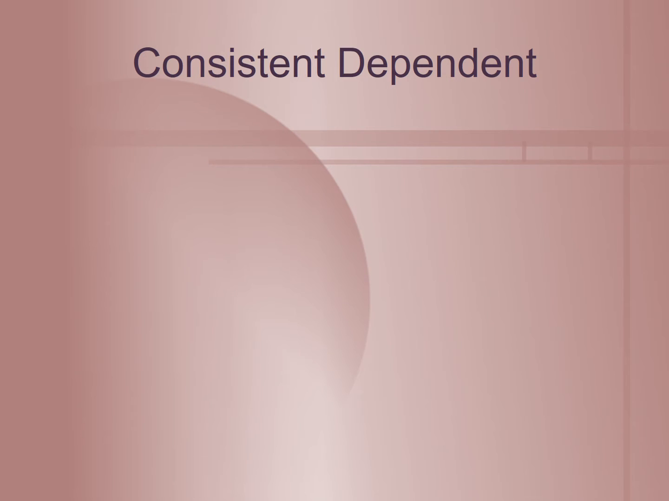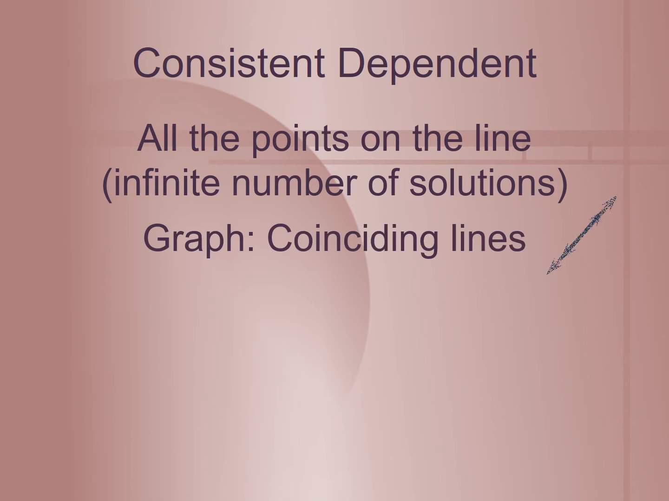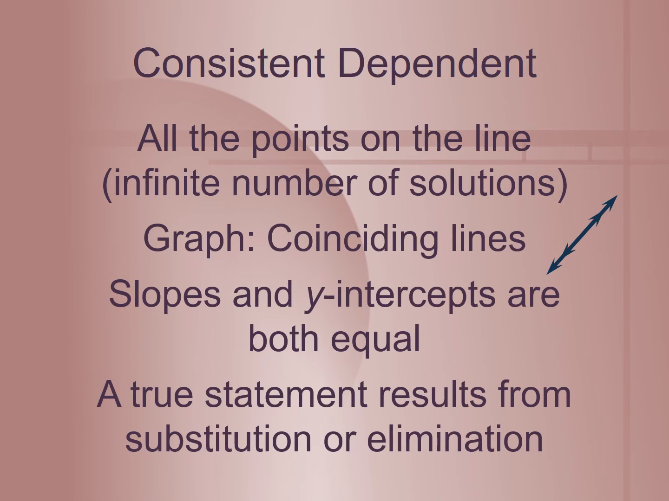Next type, consistent dependent. In this category, all the points on the line are correct. So you have an infinite number of solutions. Your graph, if you were to graph the two equations, would look like coinciding lines, which means that the slopes and the y-intercepts are both equal. And then a true statement results from substitution or elimination, which means your variables will disappear but leave you a true statement.